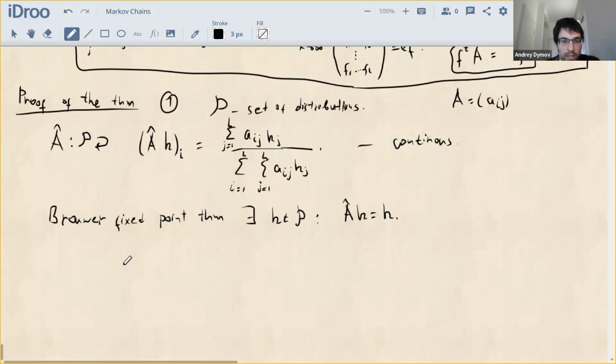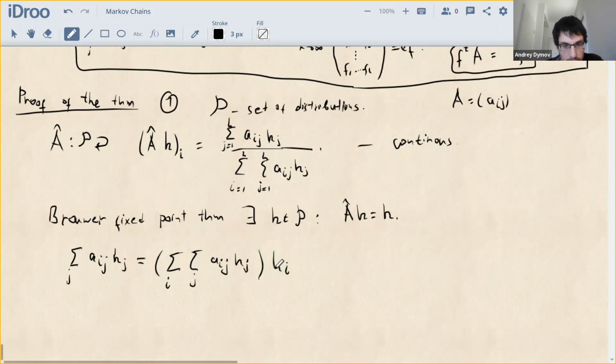Perfect. But what does it mean? Look, it means that the sum over J, A_ij H_j. Now I'll write this component-wise for the component number I, and I will multiply the left and right hand side of this equality by this denominator. This equals the sum over I, sum over J, A_ij H_j times H_i. Very good. Let us denote this object by lambda. And what is written here? Here it is written exactly that A times H equals lambda H, right?